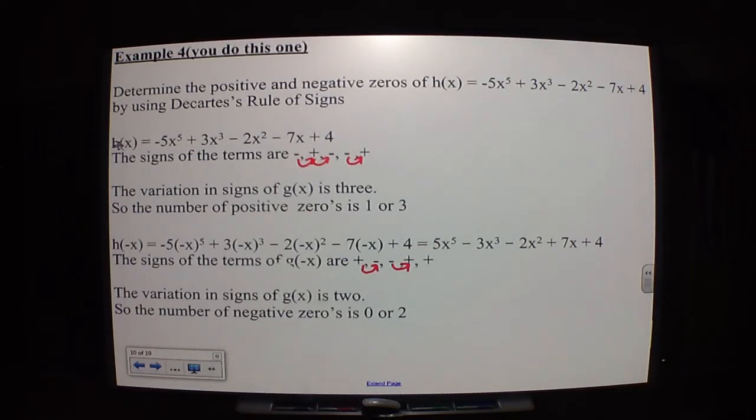If there are 0 changes in signs, if they're all positive numbers, don't try a positive number with synthetic division. It won't work because there would be 0 sign changes, 0 positive roots. So that might save you some time.